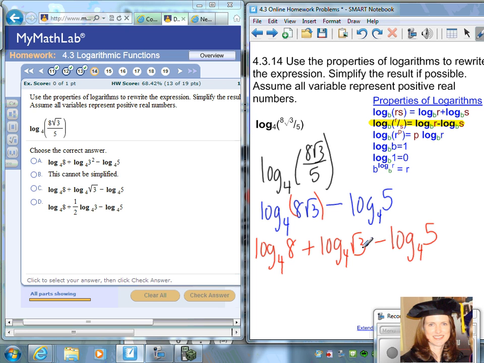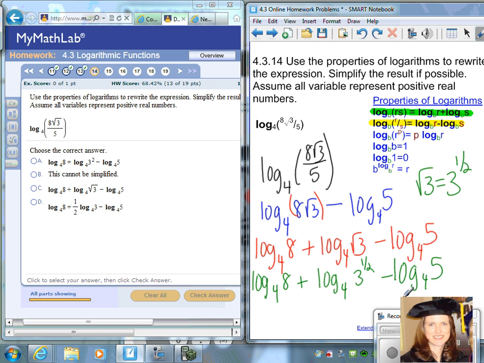So that's the next step in expanding this single logarithm, writing it as 3 logarithms. So we've used the first two properties. Now I do want to point out we can go further here. The square root of 3 is the same thing as 3 to the 1/2 power. So I'm going to write this as log base 4 of 8 plus log base 4 of 3 to the 1/2 power minus log base 4 of 5.